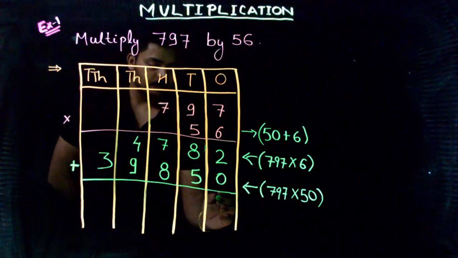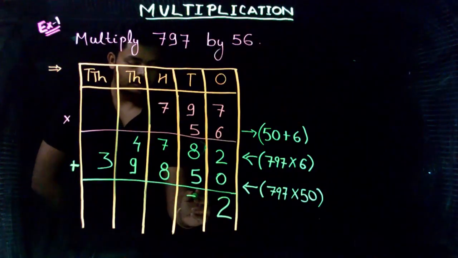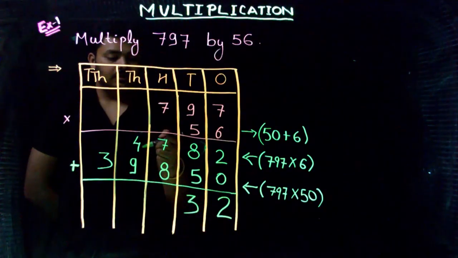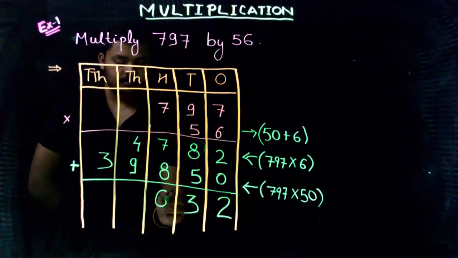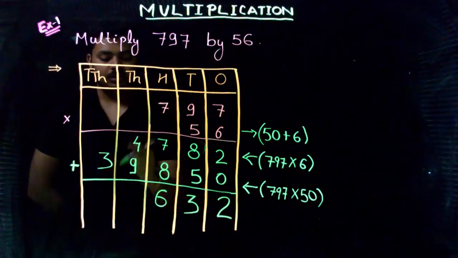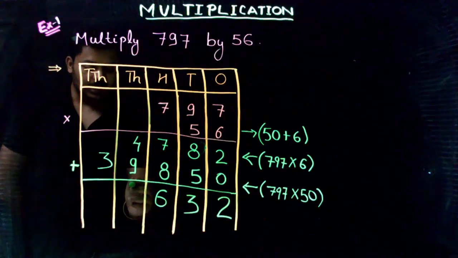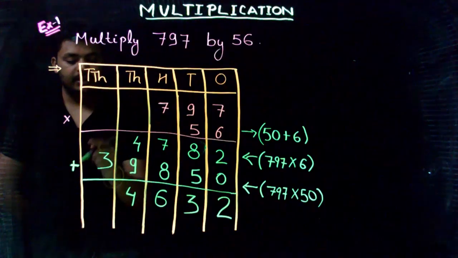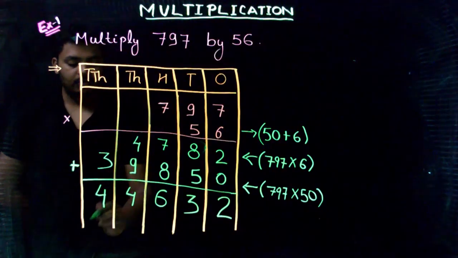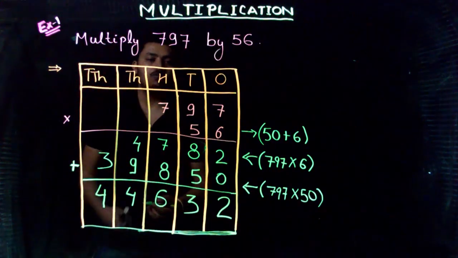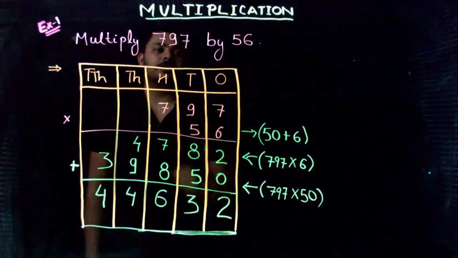So 2 plus 0, 2, 8 plus 5, that is 13, so 3 and 1 carried over to the hundreds place, so 8 plus 7 plus 1 is 16, then again 1 carried over to the thousands place, so 9 plus 4 plus 1 we get 14, then again 1 carried over to the 10,000s place, so 3 plus 1 equals 4. So the product of 797, that is our multiplicand, with multiplier 56, which is 2 digit.